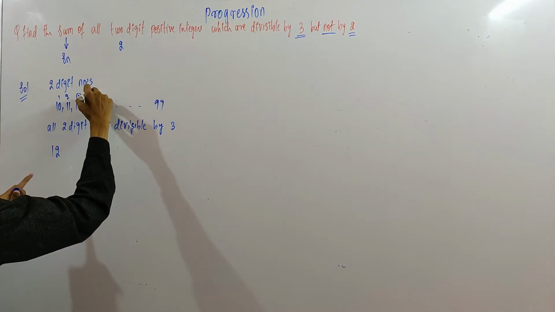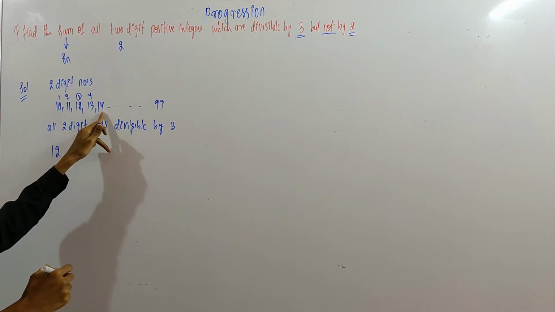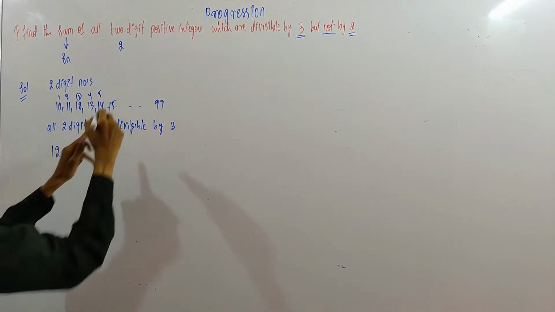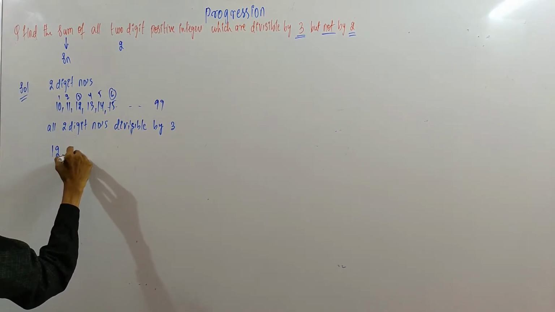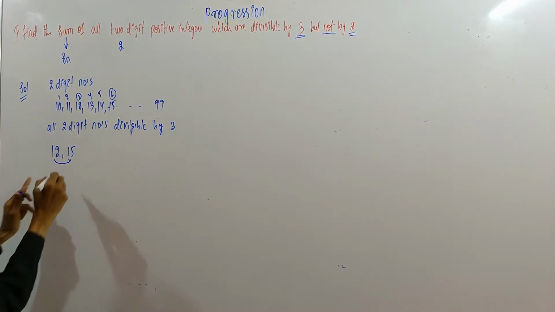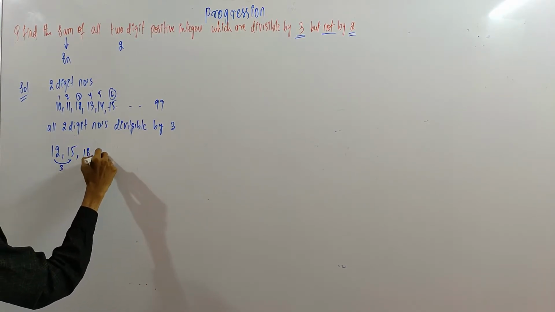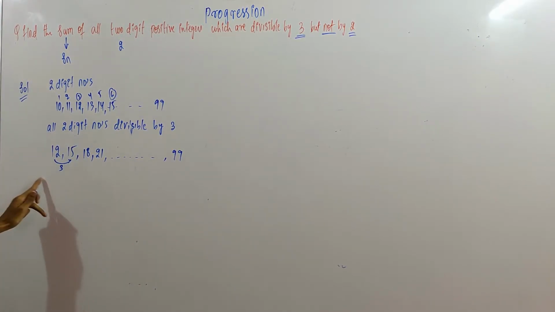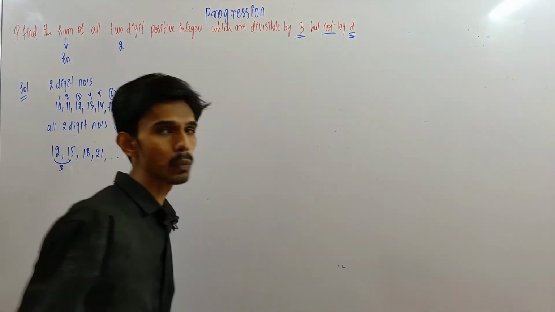1 plus 3 is 4, not a multiple of 3. The next number will be 14. 1 plus 4 is 5, not divisible. Next is 15. 1 plus 5 is 6. 6 is a multiple of 3. So 15 is divisible by 3. Also, if I get a first number, add 3 to this number, we will get 15. Now add 3 to 15, we will get 18. Next is 21. We will get the last number 99. So these are the numbers divisible by 3. Here we want divisible by 3 but not by 2.